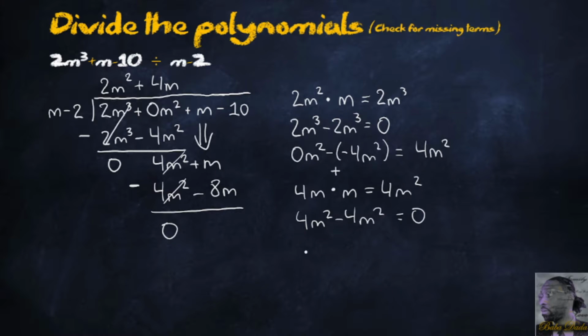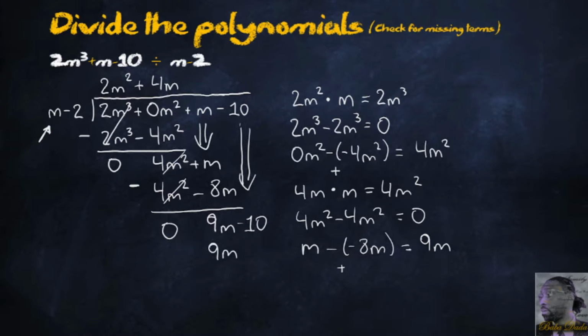And then we have m minus -8m. That's going to turn to a plus. So that's m plus 8m. That would be 9m. So we have 9m here. We're going to bring down our -10. And we're going to do the same thing. So we need a number to multiply by m that's going to give us 9m here. And that number is going to be 9.